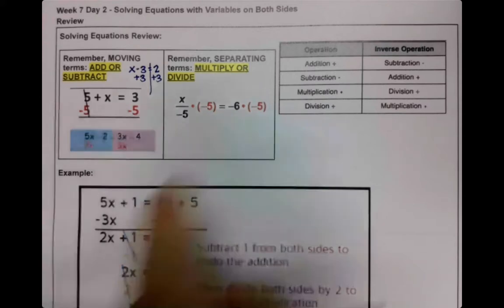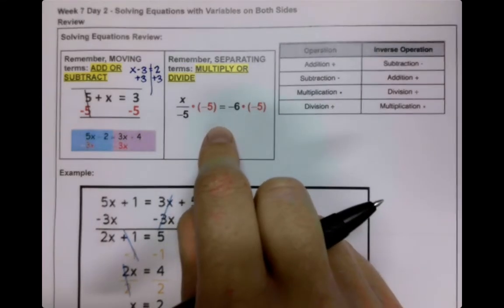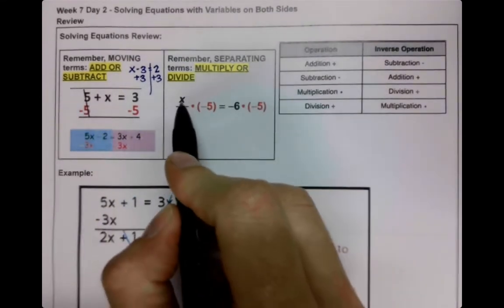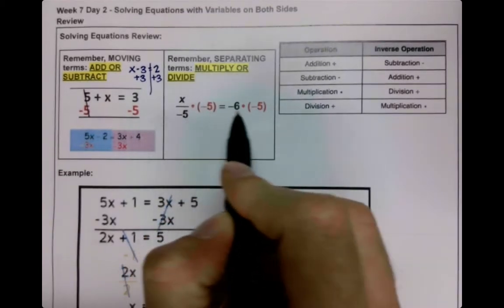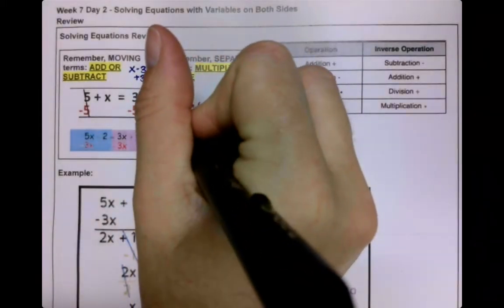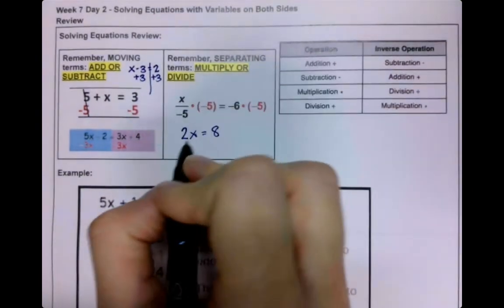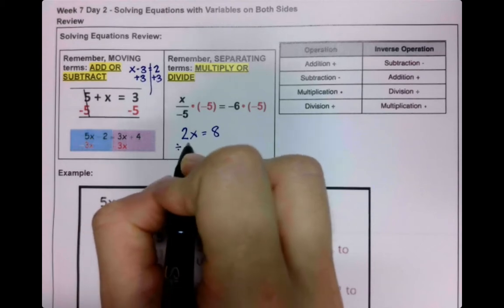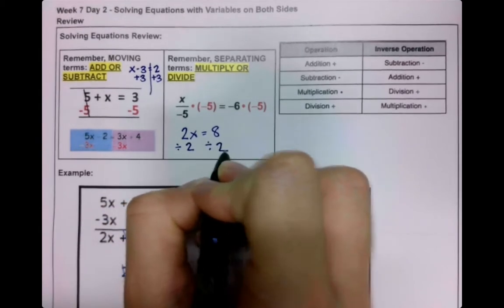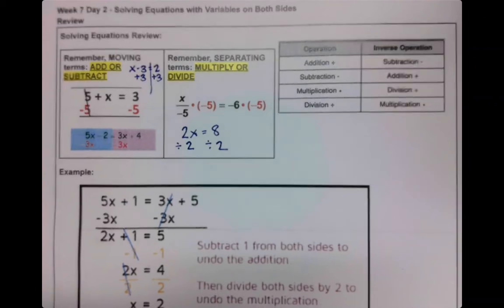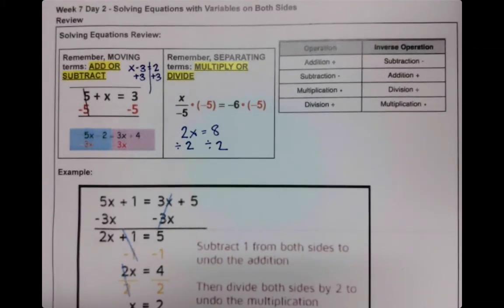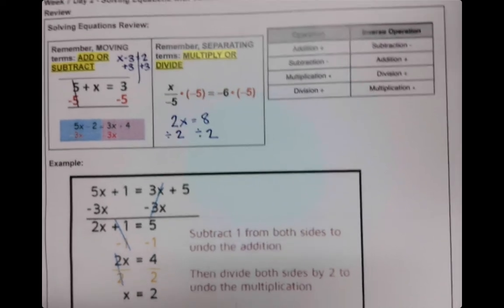Then if you are separating a term, like here, this was dividing, so the inverse is that multiplication. If I have 2x equals 8, the inverse of that multiplication is that division of 2. Okay? And notice how I'm not finishing solving those. I just want to show you that to separate, you're either multiplying or dividing. To move something, to move an entire term, you're adding or subtracting.